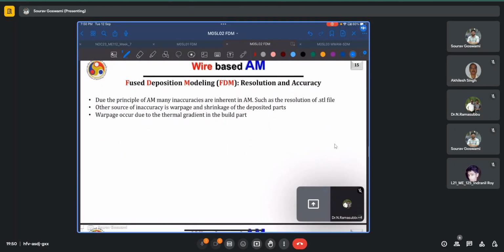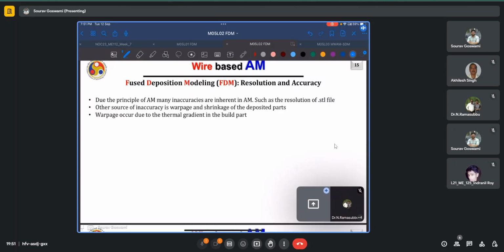Now, there are also some other inherent resolution issues or lack of accuracy because of the AM model. So one we can easily think of is the approximation of the exact geometry by STL files. So it only presents an approximate representation of our actual geometry. So we are introducing some approximations or errors at the pre-processing stage itself.